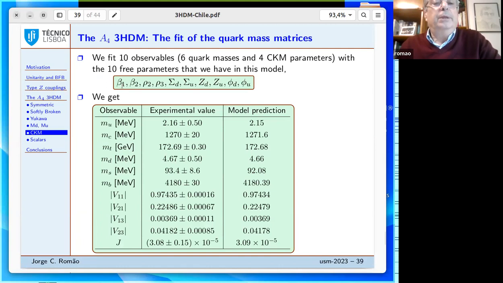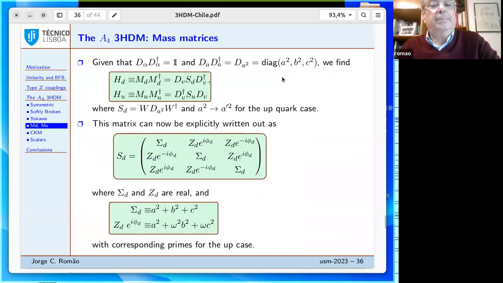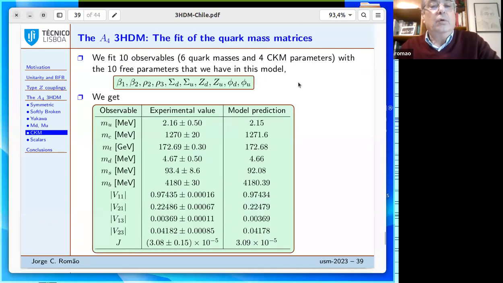And we have beta 1 and beta 2, and rho 2 and rho 3 are the phases of the VEVs. These are the 3 parameters for the up quarks and the 3 parameters for the down quarks, those that enter in this H up and H down matrix. And once you have this, you get an excellent fit, even for the Jarlskog invariant, you get something very close to the experimental value.